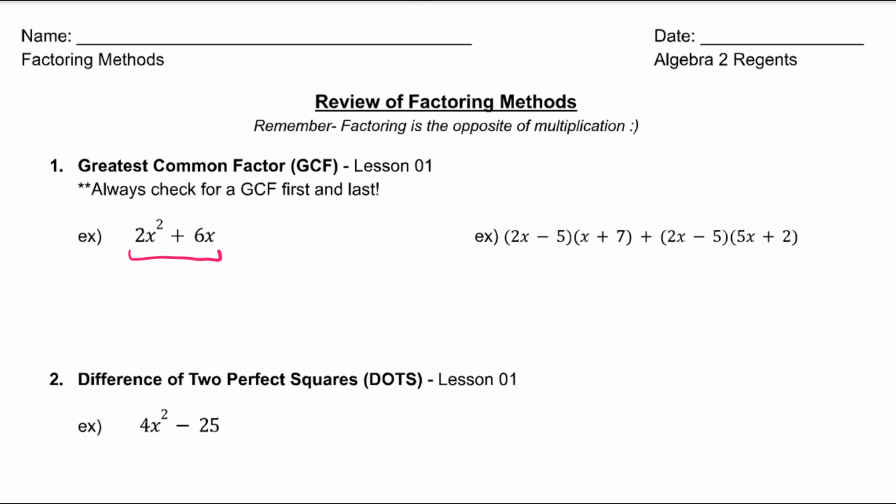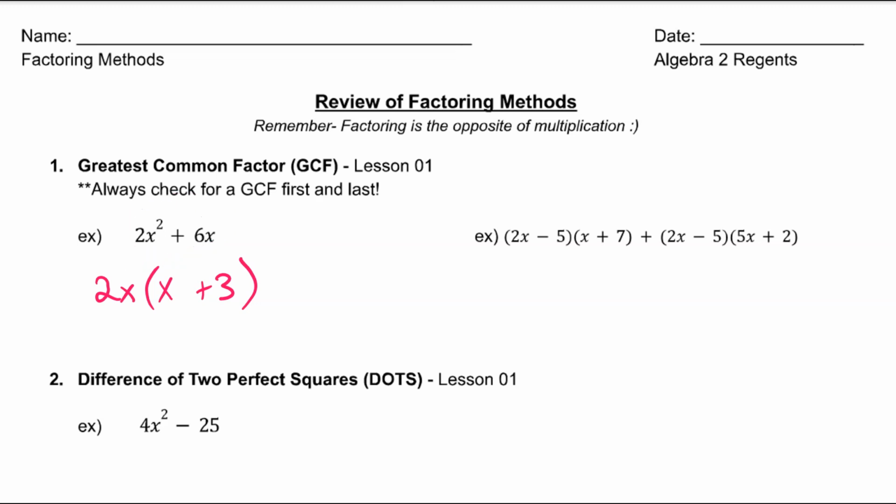So for the first example, between 2x squared and 6x, both 2 and 6 are divisible by 2, and they both have one x in common. So if I factor that out, I would just be left with an x and a plus 3. I could check that I factored that correctly by redistributing in and making sure I get that 2x squared plus 6x.